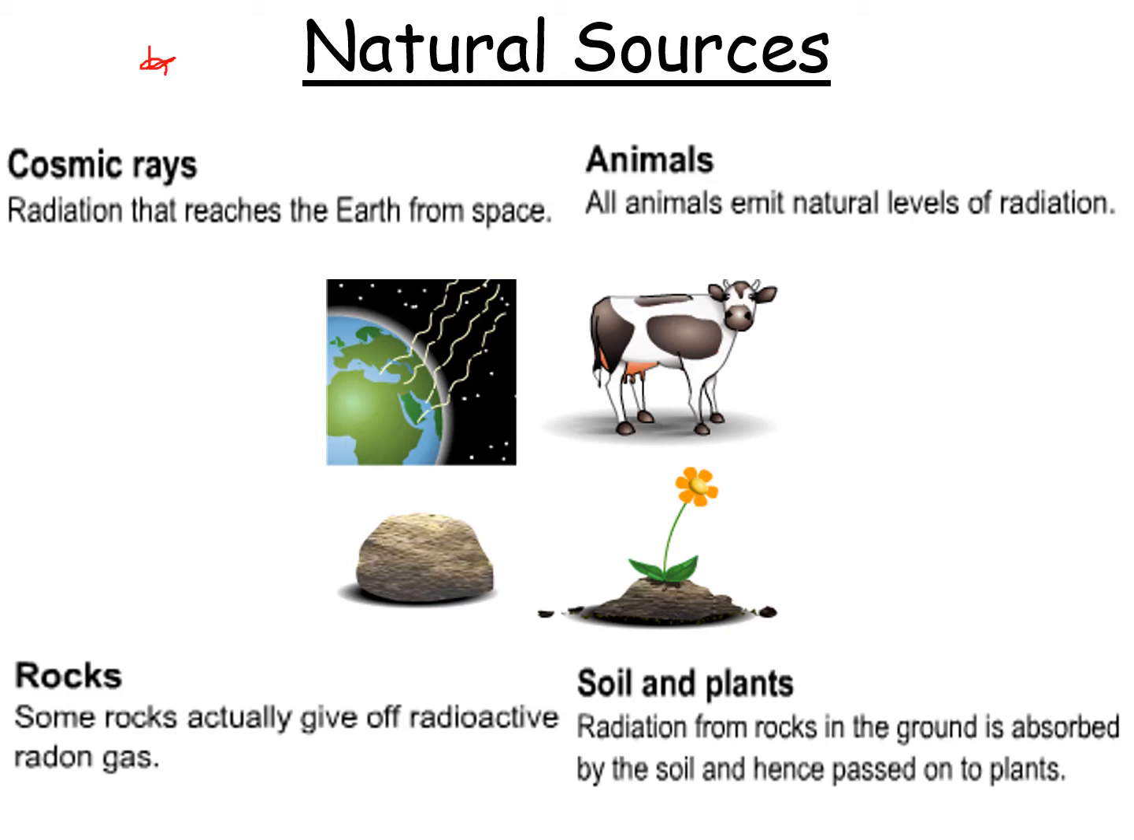You can get them from cosmic rays, animals, rocks, soils, and plants. Now, rocks in particular can release radioactive particles. So, granite is a really well-known producer of radioactive materials called radon gas. For example, Aberdeen, which is called the Granite City, has generally a slightly higher background radiation because there is more granite in the city, and therefore that granite will release radon gas, which can be radioactive.